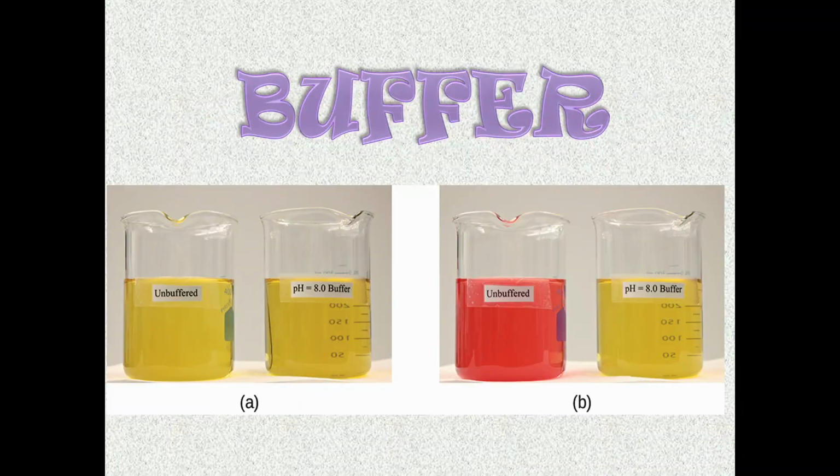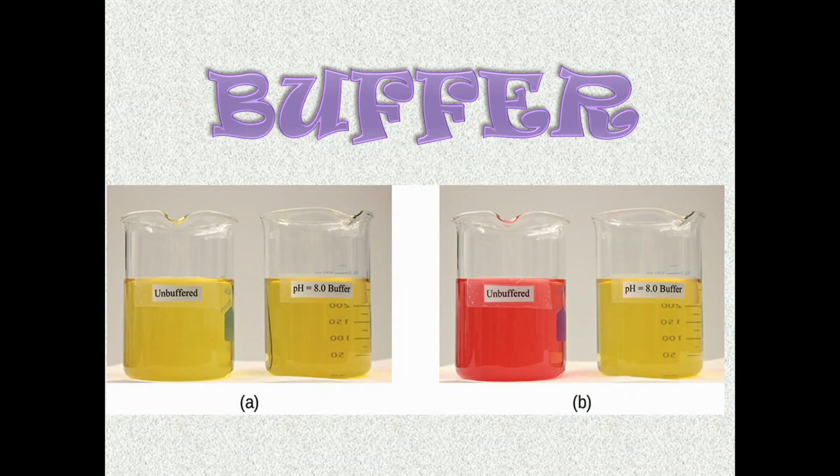This is what a buffer does for us. This is two solutions, one of just plain water, the other one of a pH 8 buffer. And it's got an indicator in it. When I add a little bit of acid to it, that indicator goes completely red, indicating that it went totally acidic. But the pH 8 buffer stays yellow, which is the point. We want that pH to stay as close as the original as possible. That is the purpose of the buffer.